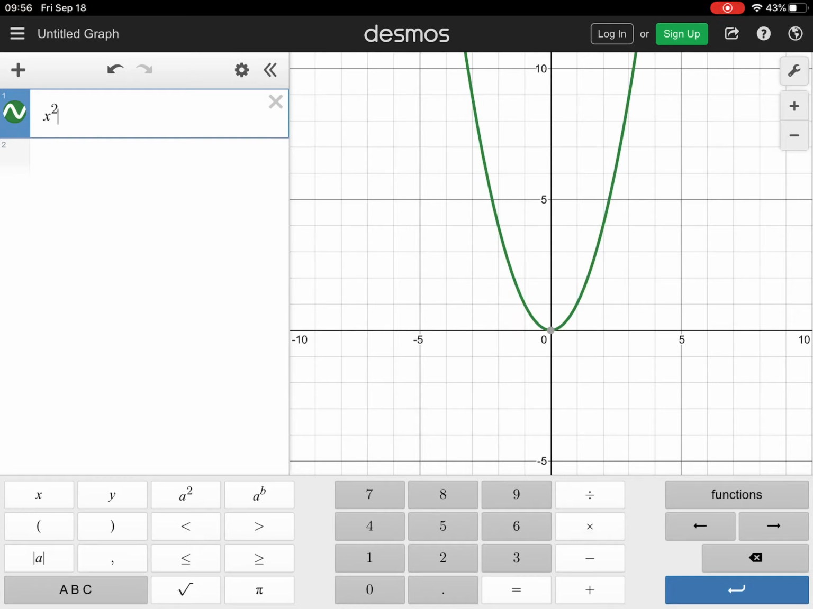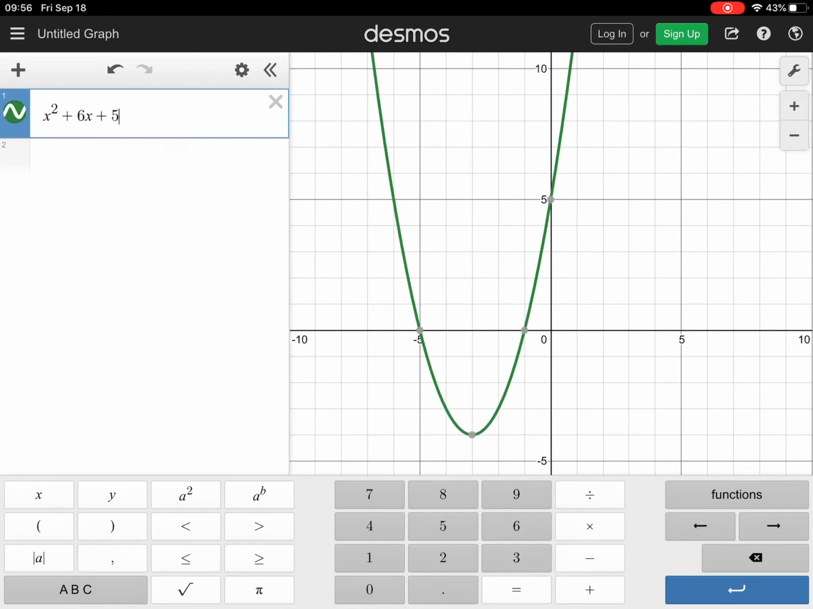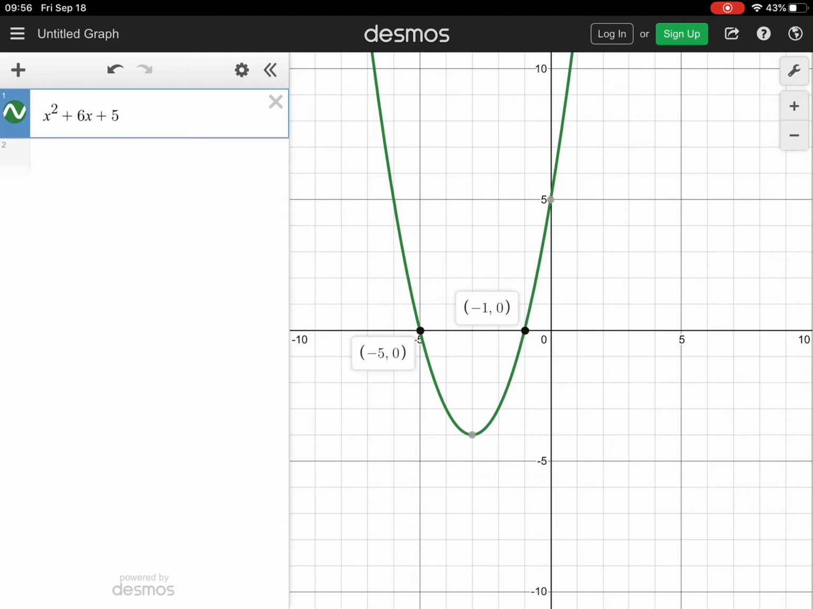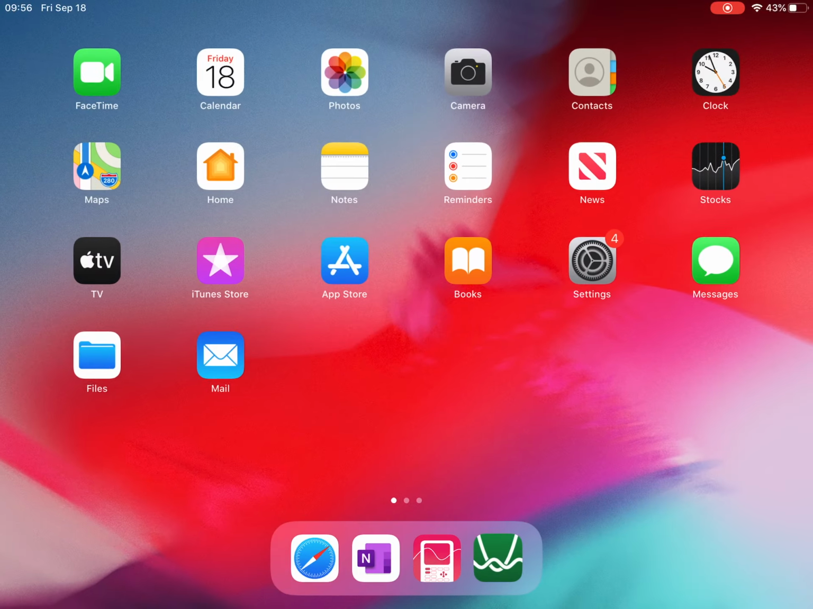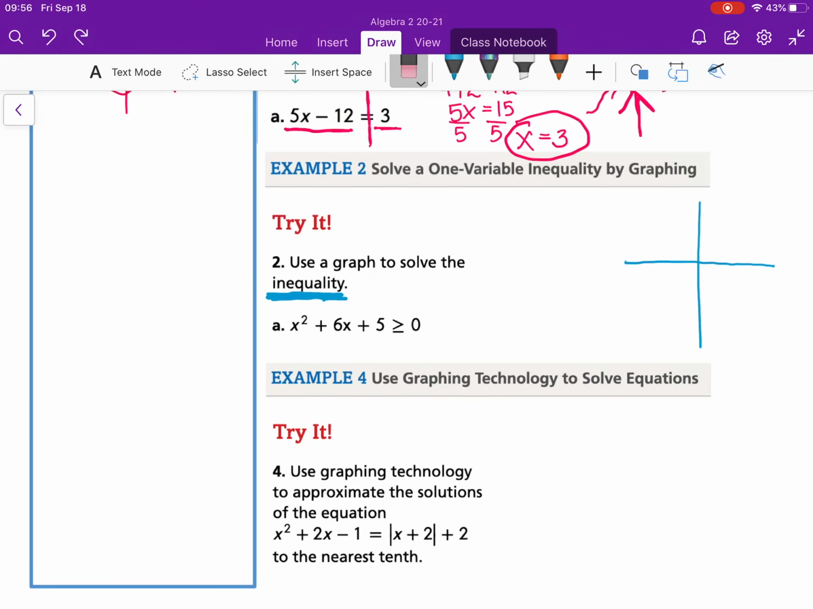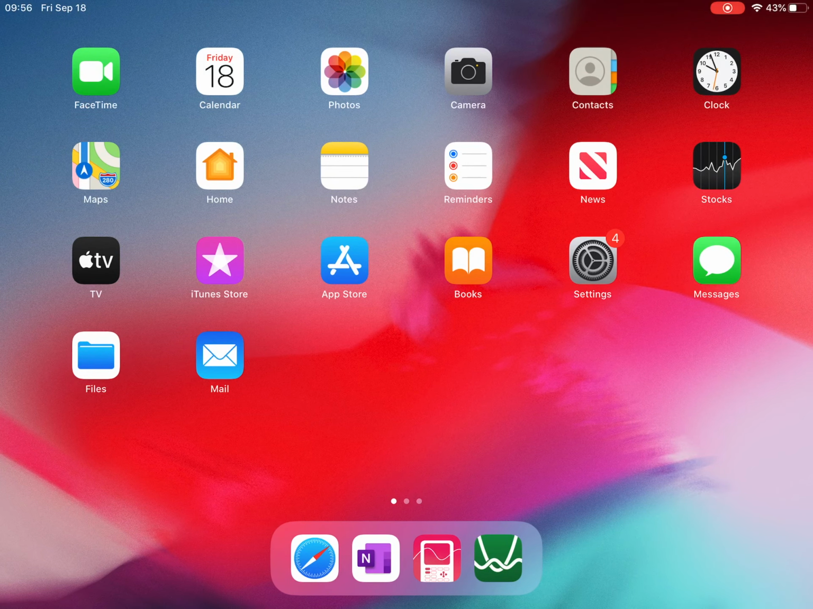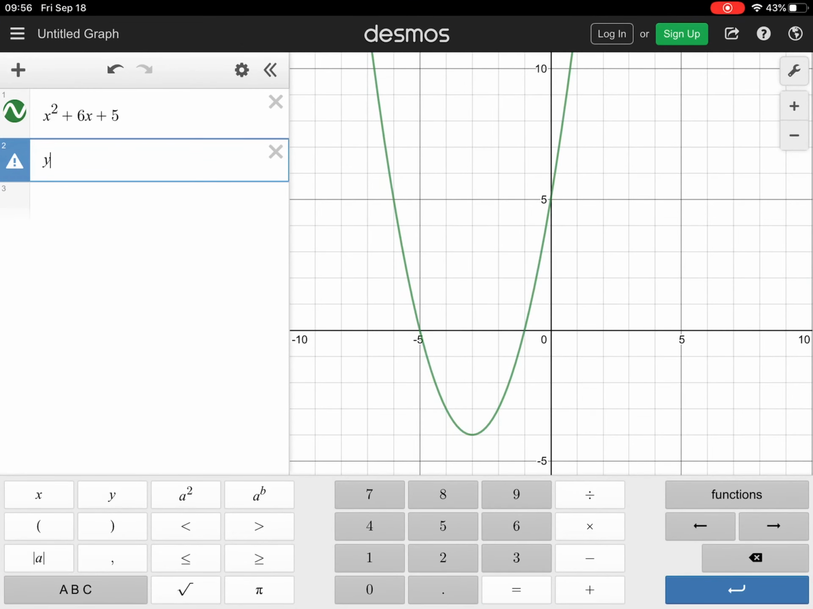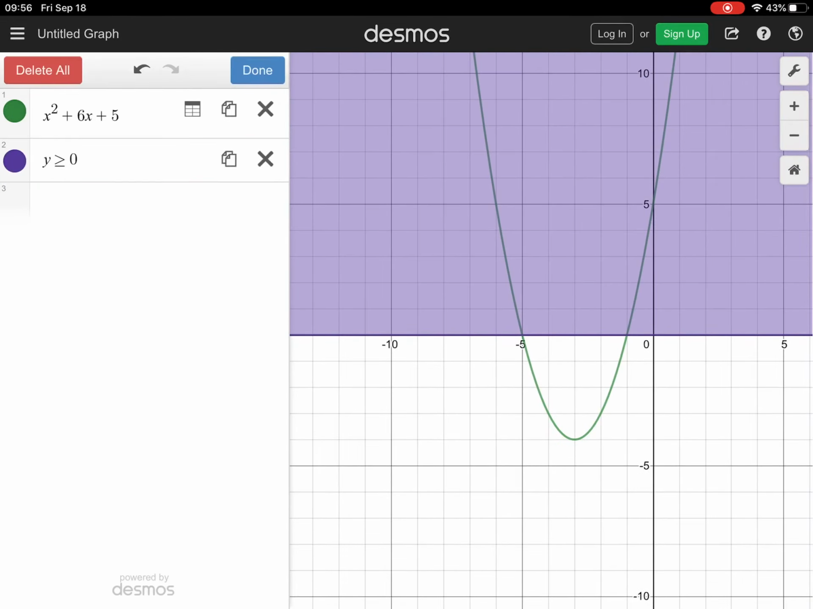Okay, in the first line, we're going to use x squared plus 6x plus 5. And my parabola looks like this. Perfect. It has 2 x-intercepts. We're happy. Now, in our second line, we're going to say y, and then whatever inequality symbol we had. So in this case, we have greater than or equal to 0.